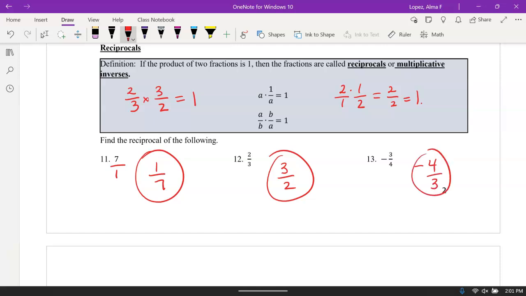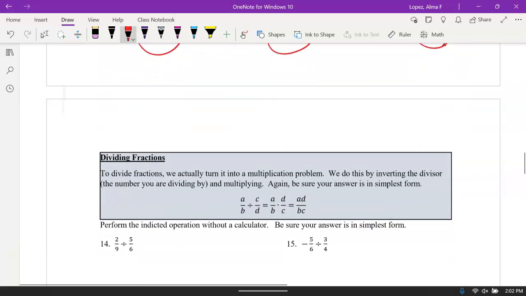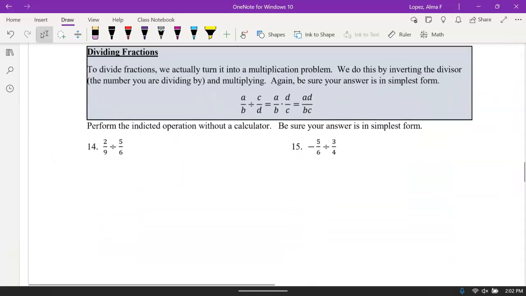It doesn't matter, on a negative fraction, the negative can be written out to the side this way, or on the top, or on the bottom. I always like mine on the top for some reason, but that's still going to be a negative number. That doesn't change. Dividing fractions.